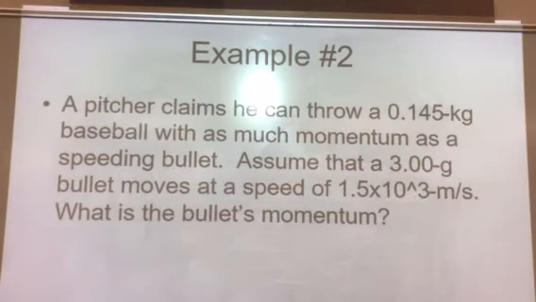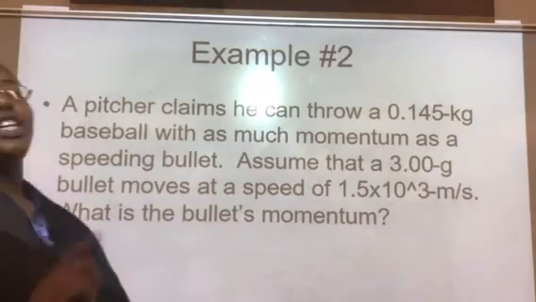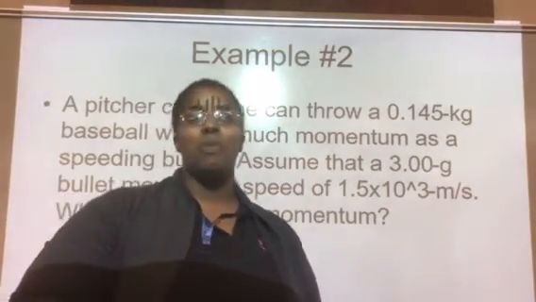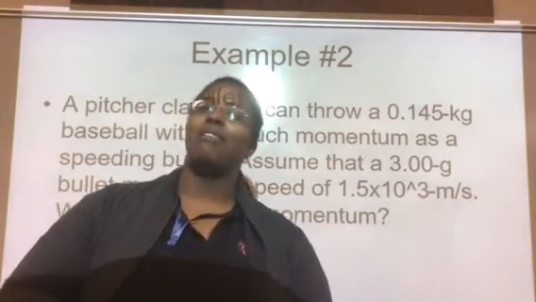Problem number 2, a pitcher claims he can throw a 0.145 kilogram baseball with as much momentum as a speeding bullet. Assume that a 3-gram bullet moves at a speed of 1.5 times 10 to the third meters per second. What is the bullet's momentum? You take a second. I want you to work this problem out, and I'll go ahead and work this one out as well.